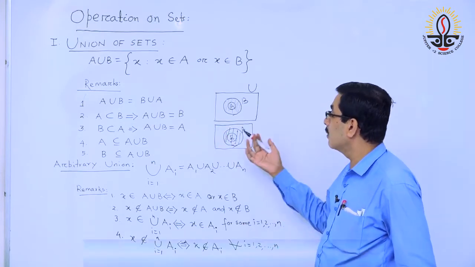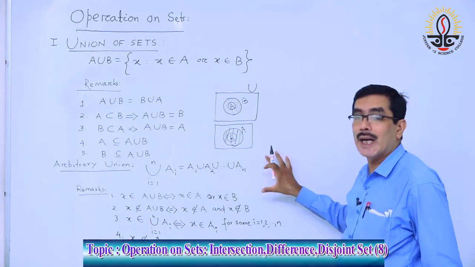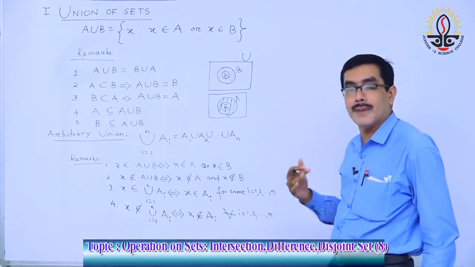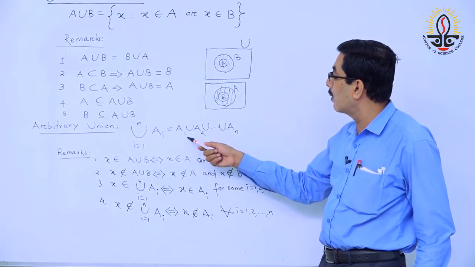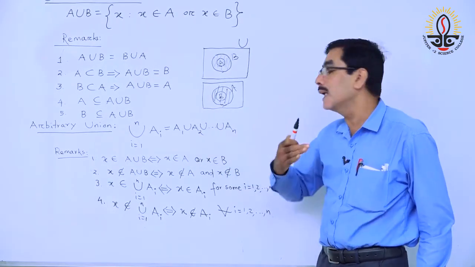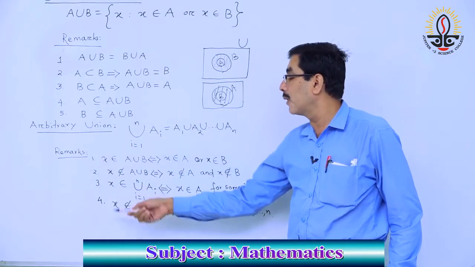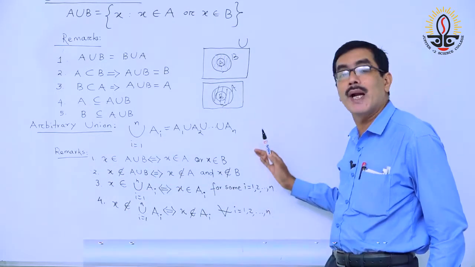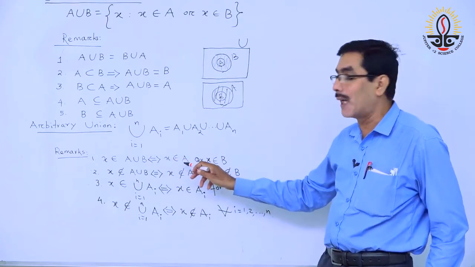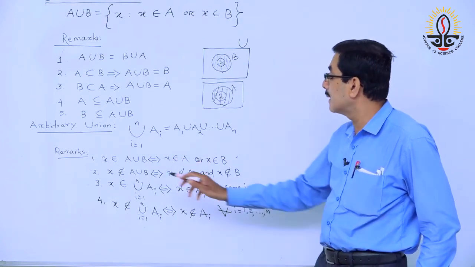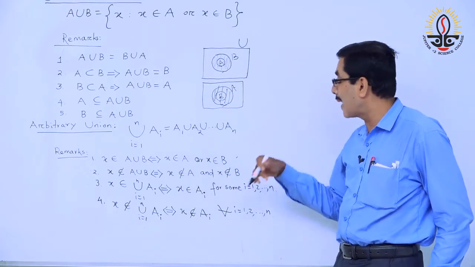And we see that A is a subset of A union B and B is a subset of A union B. After that I discussed the arbitrary union of n sets: union over i equal to 1 to n of Ai is equal to A1 union A2 union ... union An. In this I gave 4 important remarks, which will be required in solving problems. x belongs to A union B is implied by and implies x belongs to A or x belongs to B. Similarly, x does not belong to A union B implies and is implied by x does not belong to A and x does not belong to B.